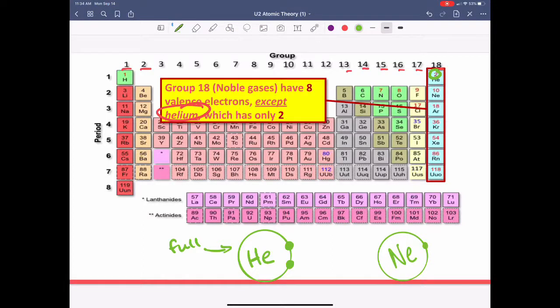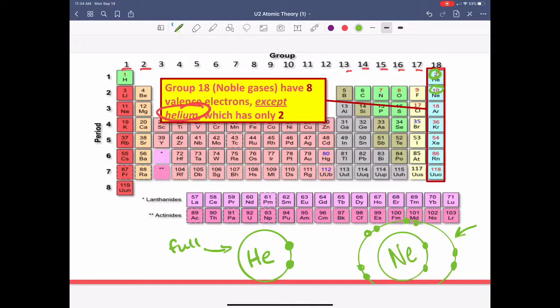Well, neon has 10 electrons that I need to place in total. So I've got 8 more to place, so I need a second shell. So here's shell number 2, and I've got 1, 2, 3, 4, 5, 6, 7, 8. So now I have a total of 10 electrons, and guess what?